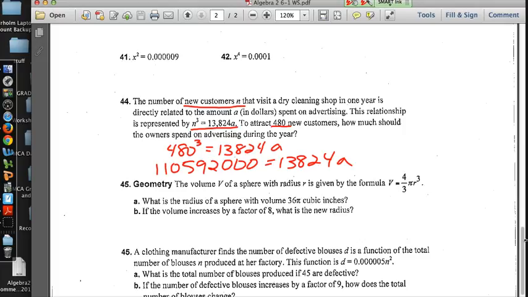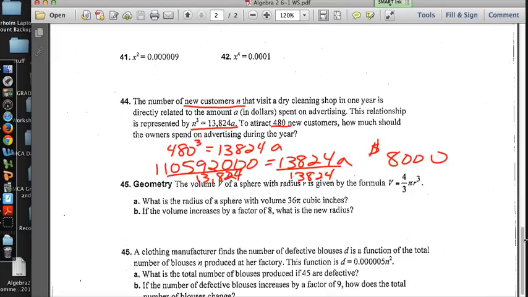But then you realize you're going to divide both sides by 13,824, and that gives you 8,000. So $8,000 in new advertising should get them the 480 customers if that formula is working properly.